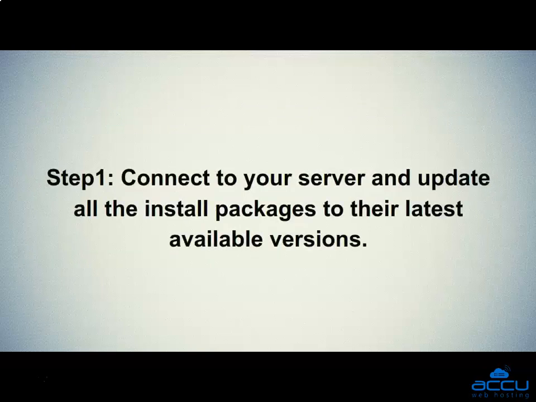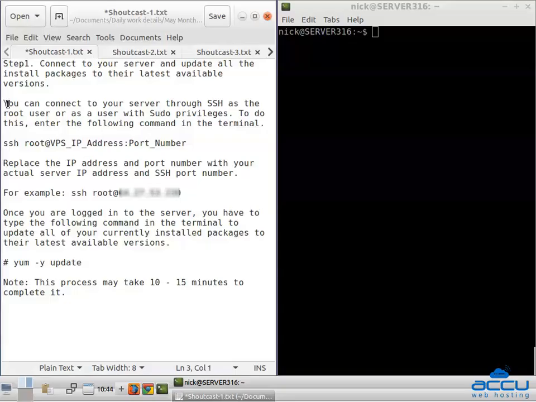Step 1. Connect to your server and update all the installed packages to their latest available versions. You can connect to your server through SSH as the root user or as a user with sudo privileges. To do this, enter the following command in the terminal. Replace the IP address and port number with your actual server IP address and SSH port number.